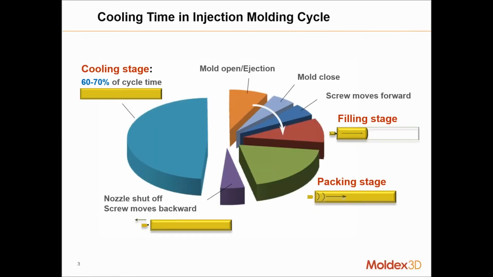All right, so getting started. Cooling time in the injection molding process is the most critical stage during the whole molding cycle, or I should say it's the most significant stage during the molding cycle. You can see most of the time it takes anywhere between 60 to 70% of the entire cycle time, and can comprise many challenges which can be fixed in a variety of ways.